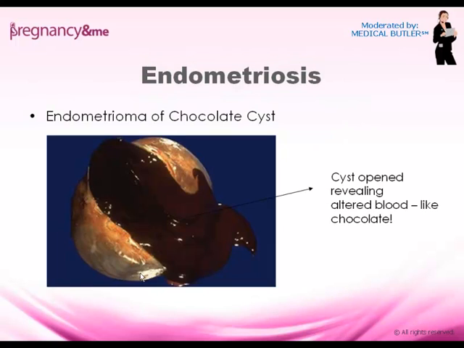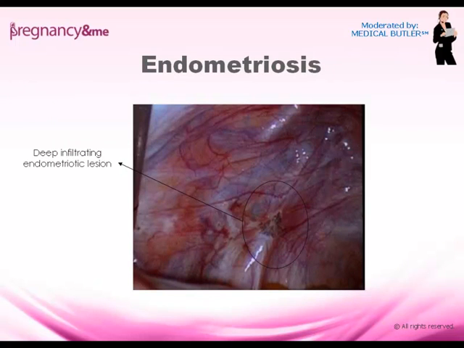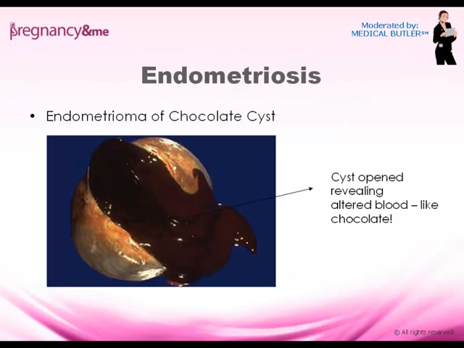This is a picture of a cyst that was removed at laparotomy because the cyst is still intact, so it was cut into, and you can see the content of the cyst spilling out of the cyst. It looks like chocolate, but in actual fact, it is altered blood that looks a bit like chocolate.